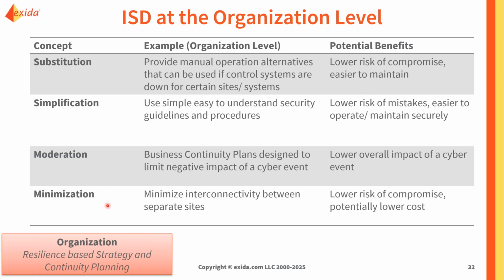And similarly, thinking about minimizing interconnectivity between separate sites so that there's not a single event that is impacting multiple sites in the production network, to try to limit how bad any single event on an IACS could be for the organization. So those are some ideas of how we can continue to build those concepts out and use them as part of our best practices for security at any of those levels.